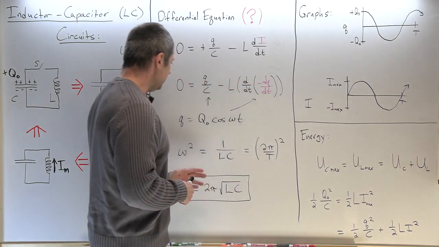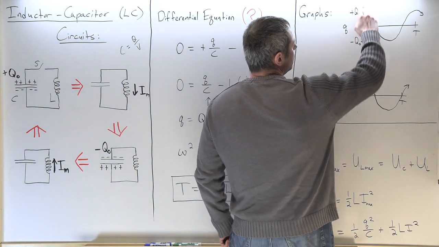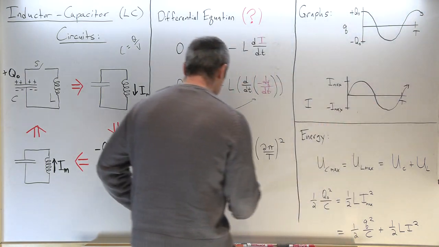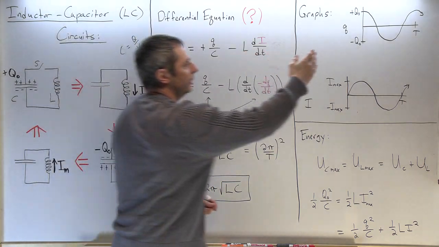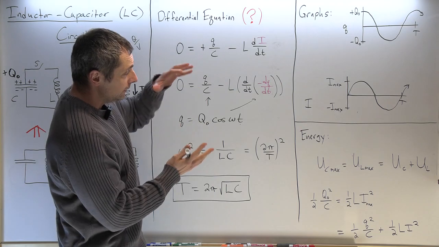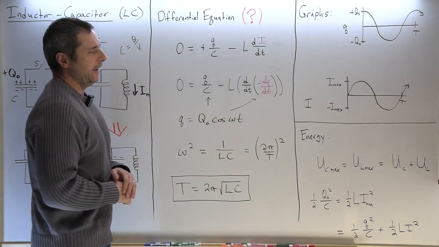We could graph this charge, and we'd oscillate between Q0 and minus Q0, and it's a cosine function. We could calculate the period from this expression and actually put a number of seconds here and complete the graph. So we have the charge on the y-axis, and we could graph it completely and accurately.